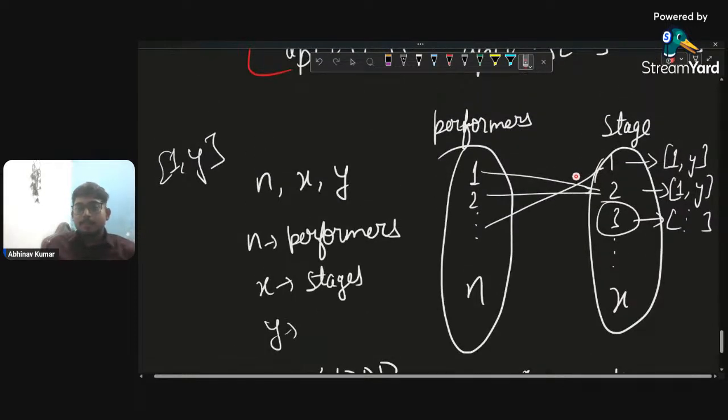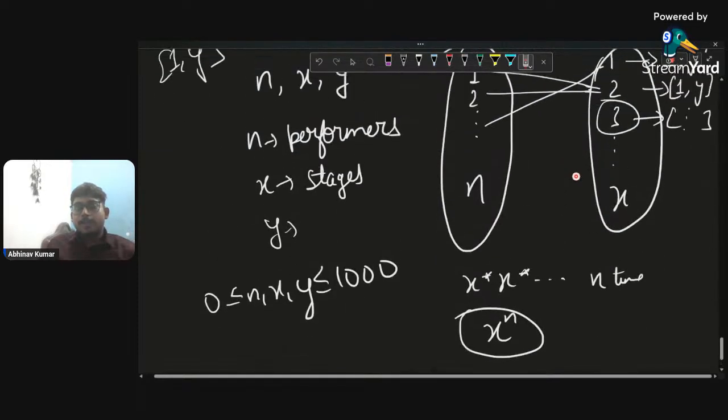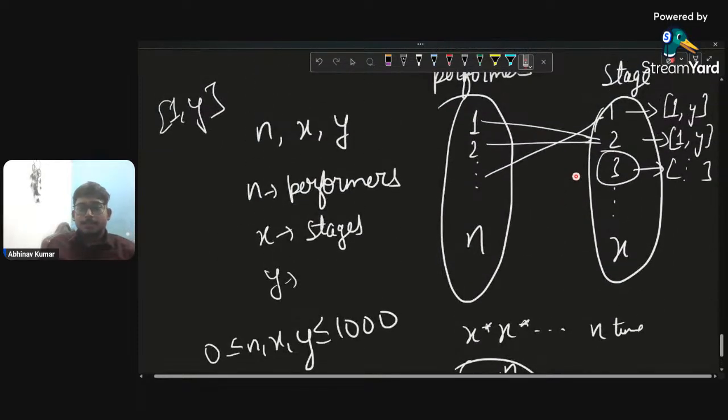But here the problem is, among these x to the power n ways, there would be some way, let's say, where stage number 1 is assigned all the n performers.